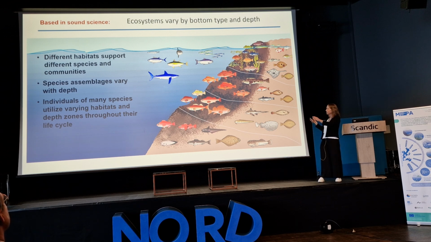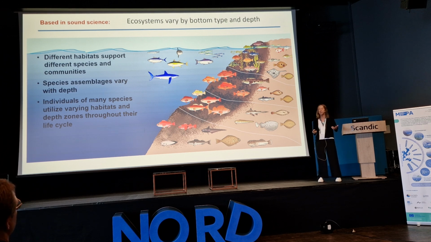So this was kind of the level at which we would explain these things, backing it up with scientific papers and so forth. But the idea that we know, and we knew a lot about this, is that ecosystems vary by bottom type and by depth. Different species in different communities live across different depths. Species assemblages can vary with different habitats.